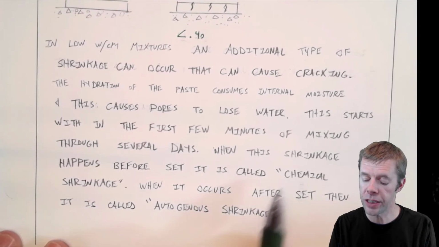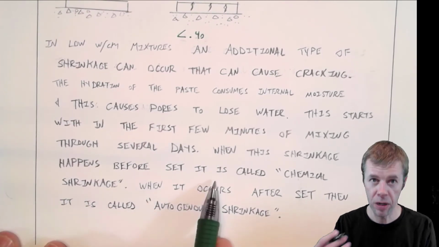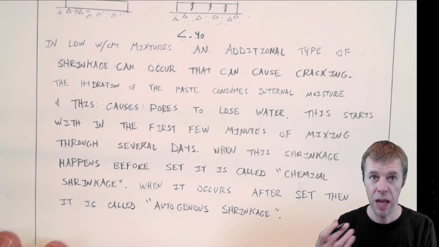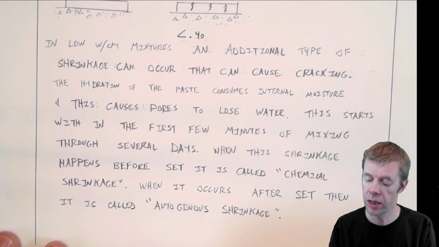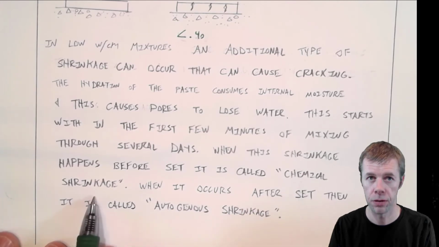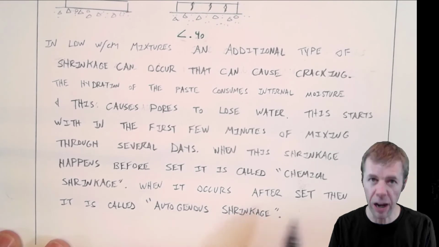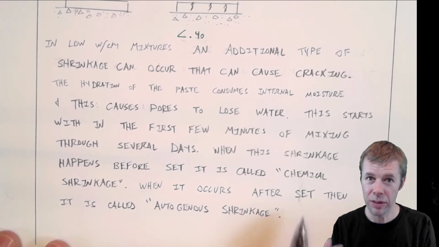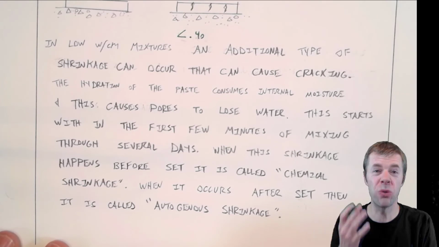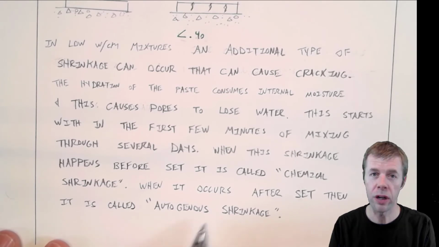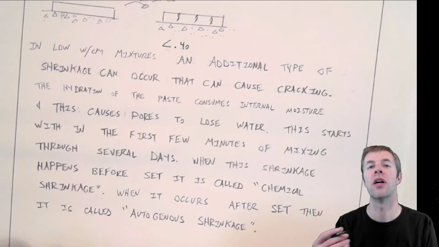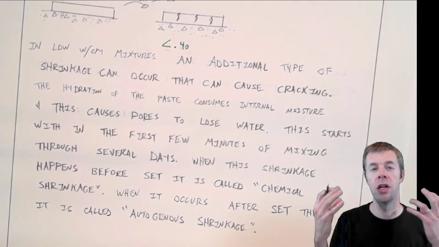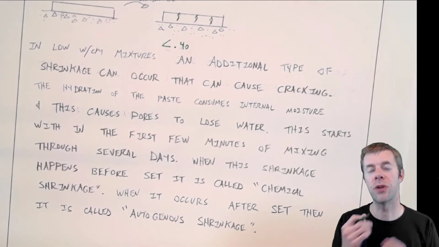When this shrinkage happens before set, while the concrete is still plastic, we call it chemical shrinkage. But when it occurs after set, which might happen through the first couple days of the concrete's life, we call it autogenous shrinkage. But they're really both tied to this reaction of the water being consumed during hydration.